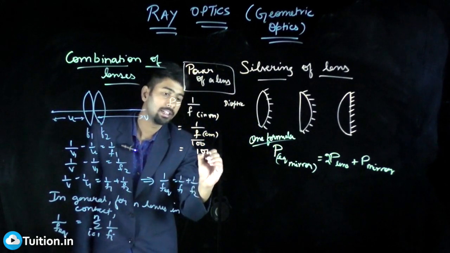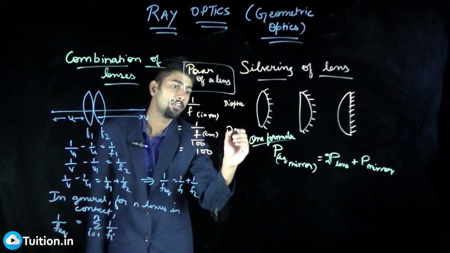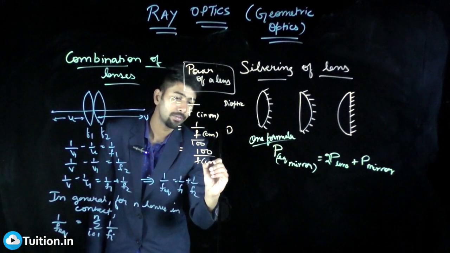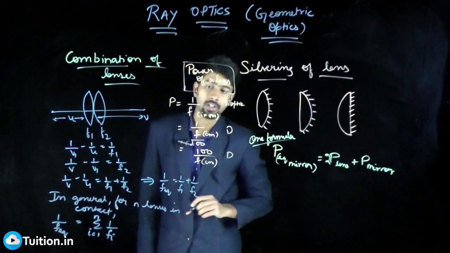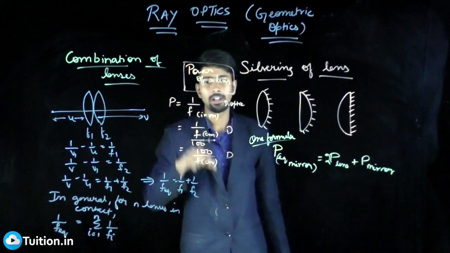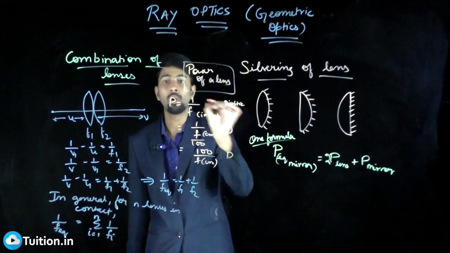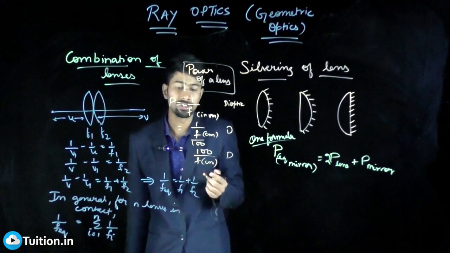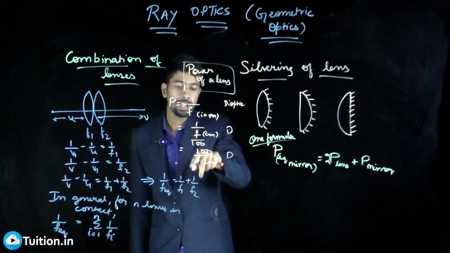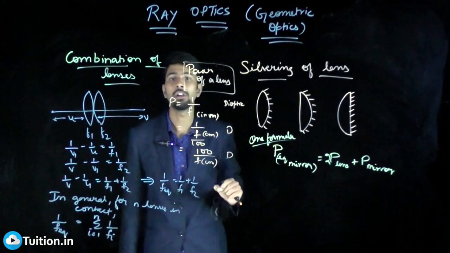So I will say that the other formula is, diopter is denoted by D. So it's 100 by f in centimeter D. If you put focal length in meter, just take the 1 by the focal length. That's your power in diopters. If you have the focal length in centimeter, you will have to use this formula 100 by f and get the power in diopter.